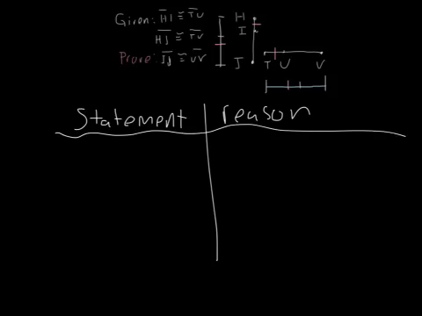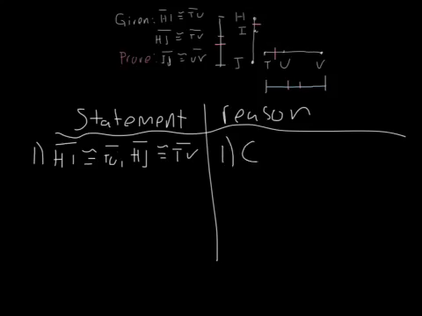Okay, and what's our first step? Always we use what's given. So we have HI is congruent to TU. We also have that HJ is congruent to TV, and that U is just terrible. I apologize. Let me change that to a less terrible but still terrible U, but at least you can distinguish it. So here we have our given information, and that's going to be our reason, given.